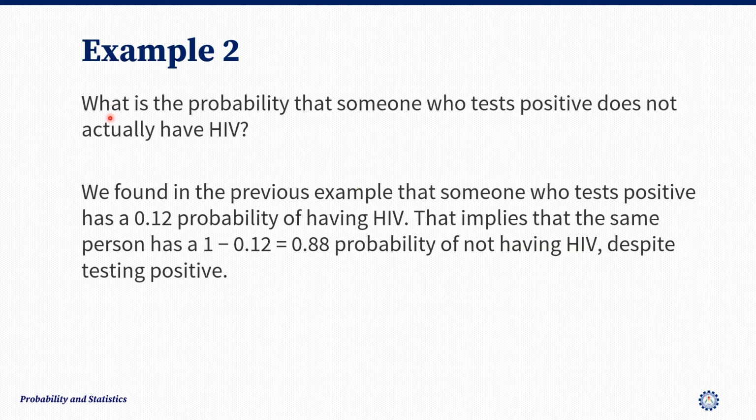So here, another example: what is the probability that someone who tests positive does not actually have HIV? Since we already found out in the previous example that someone who tests positive has a 0.12 probability of having HIV, that implies that the same person has a 1 minus 0.12, or 0.88, probability of not having HIV despite testing positive.